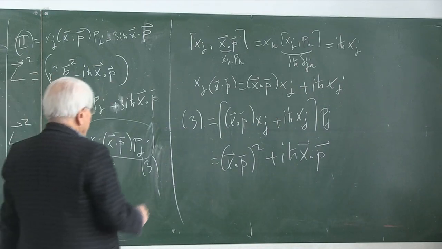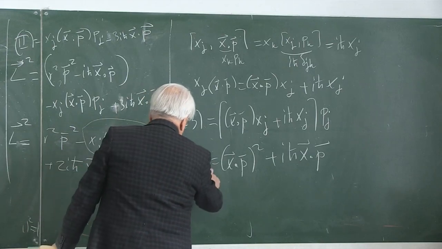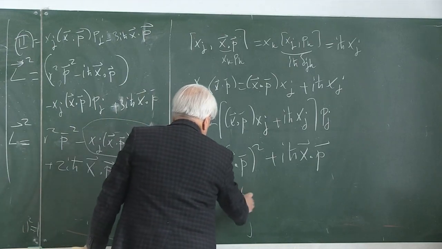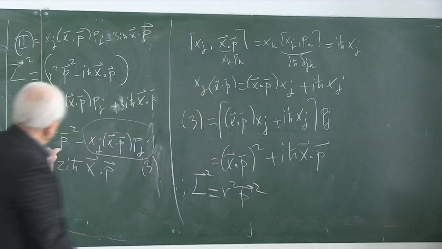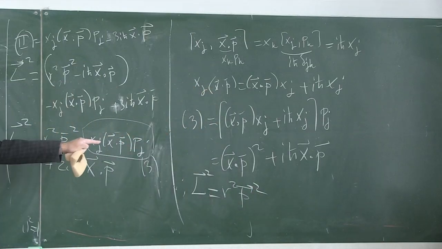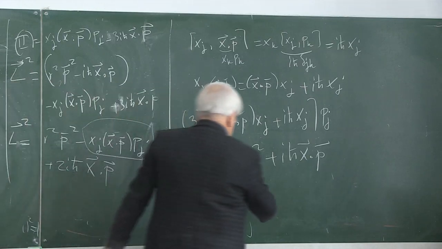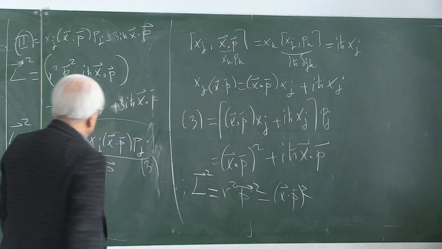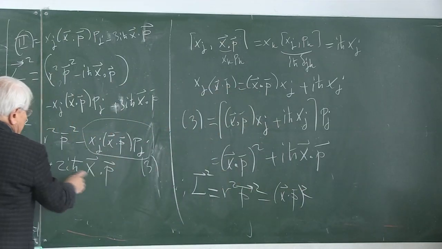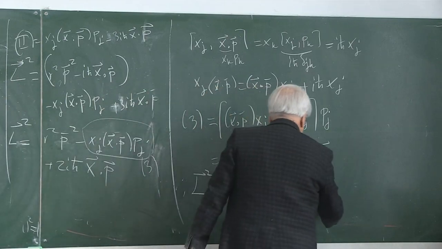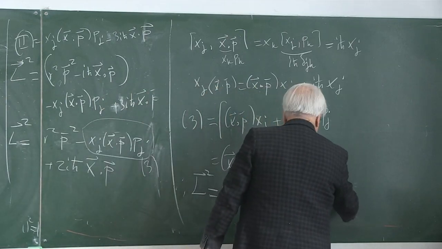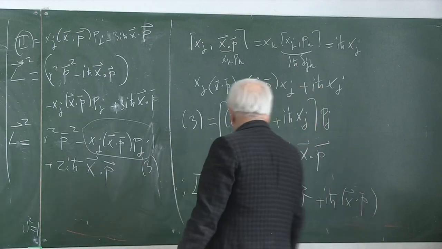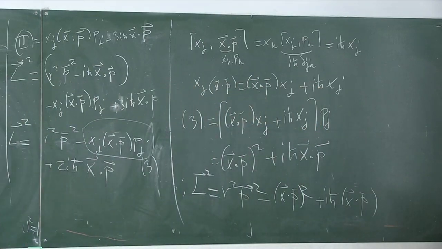What do I get? I get the following now. L squared is r² p². The first term is already there. And this is the so-called third term, minus (x·p)², this one. Minus iħ plus iħ, altogether iħ x·p. So this is really the quantum mechanical L squared operator written in this fashion.